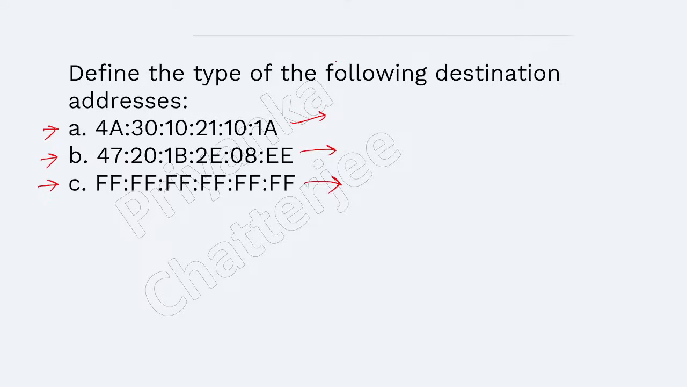Yes, answers are coming. I can see the answer. Unicast, multicast, which one? Give me the answer like that. A is what? B is what? C is what? Give me the answer this way.